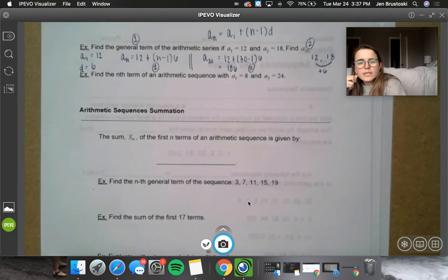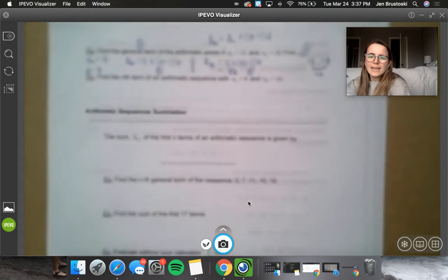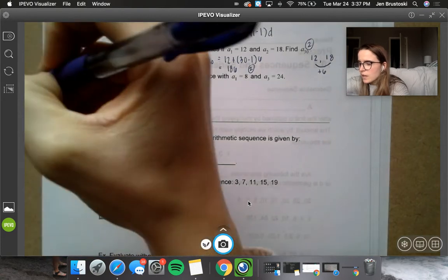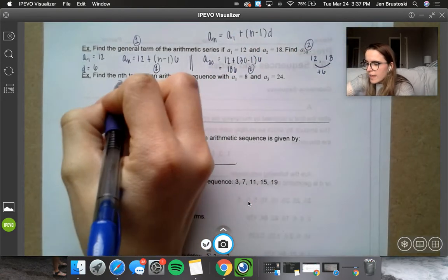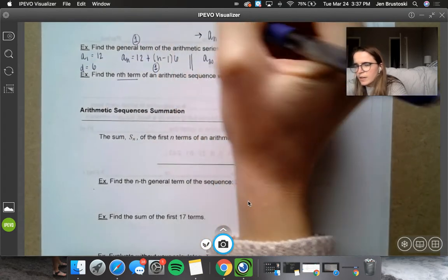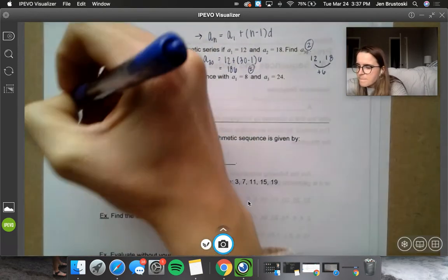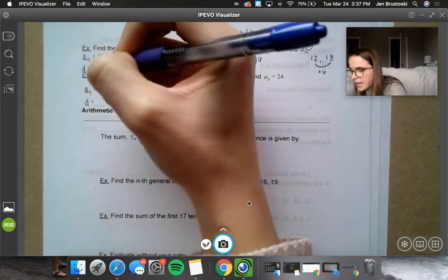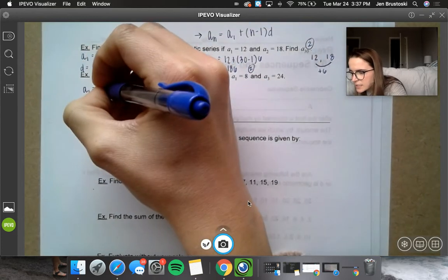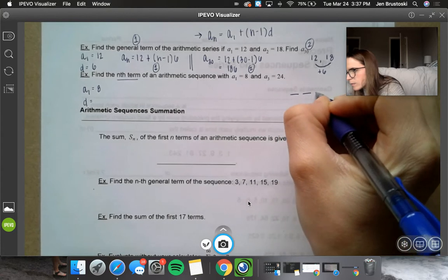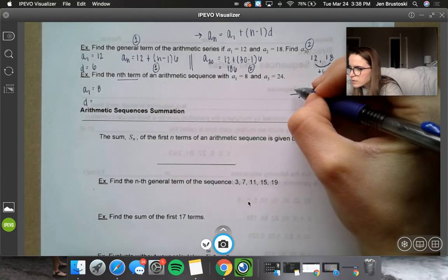Finally, we've got one more example. It says find the nth term of an arithmetic sequence with a sub 1 equals 8 and a sub 3 is 24. So even trickier still. We're just finding the nth term, so we only want to find a sub n, which is given to us up here. I'm not going to rewrite it. We need a sub 1 and we need d. Again, a sub 1 is given to us. It's 8. Let's write out what we've got here. So we've got the first term and the third term.